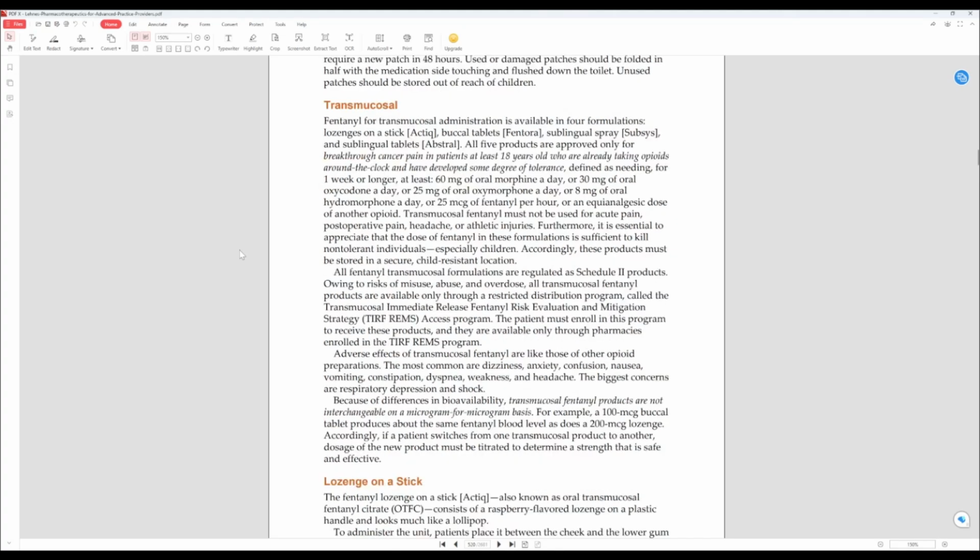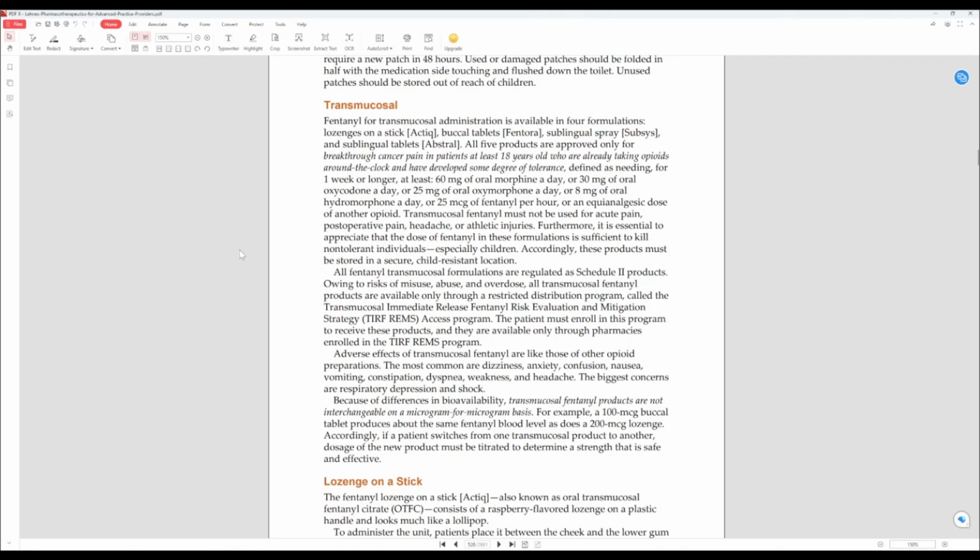Which brings us to the transmucosal dose. Fentanyl's transmucosal administration is available in 4 formulations: lozenges, buccal tablets, sublingual spray, and sublingual tablets. All of these products are approved only for breakthrough cancer pain in patients at least 18 years old who are already taking opioids around the clock and have developed some degree of tolerance.